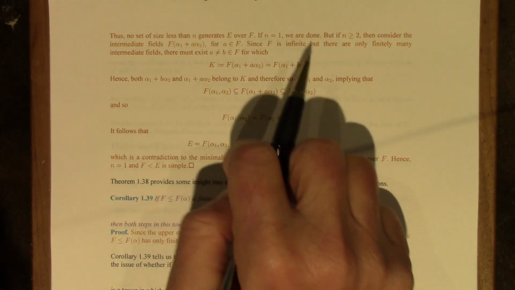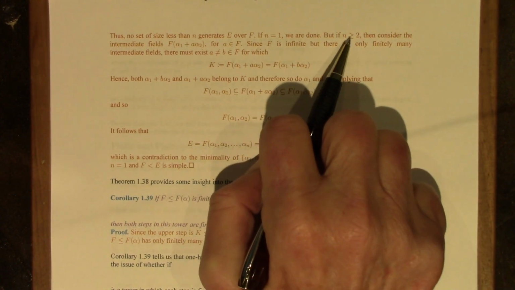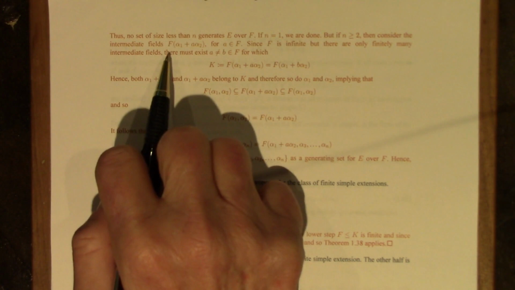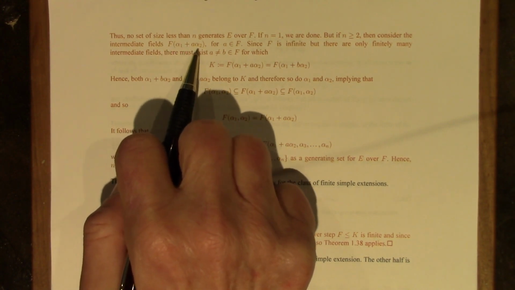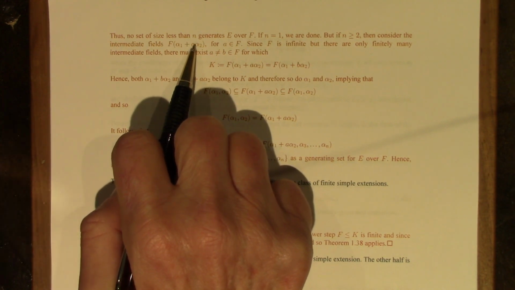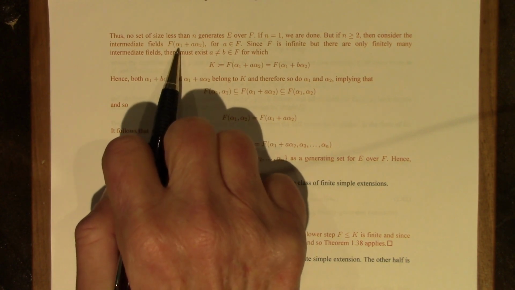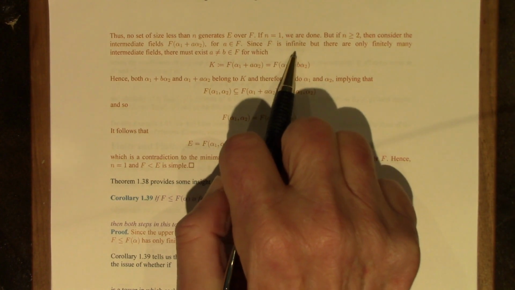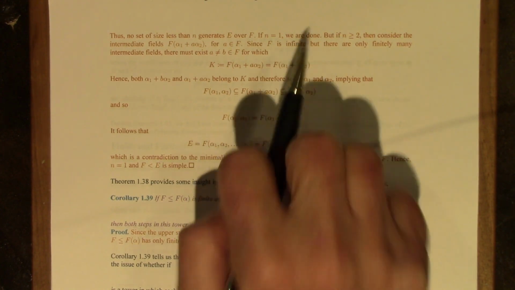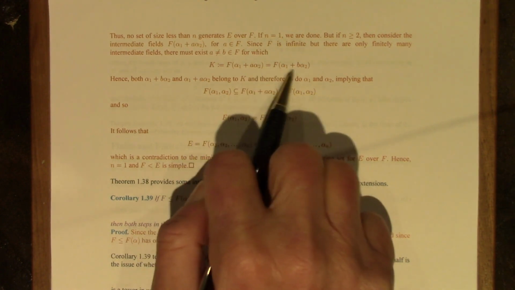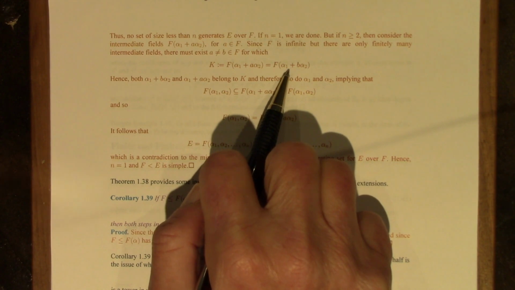Now if n is 1, then we're done. We have a simple extension. But if n is bigger than or equal to 2, then we can consider these intermediate fields, F with alpha 1 plus A alpha 2 adjoined, where A is an element of the base field F. So as A varies over F, remember F is assumed now to be infinite, we get infinitely many different elements, alpha 1 plus A alpha 2, but there are only finitely many intermediate fields, which means there must exist two elements of F, distinct, A and B, for which these two fields are the same. There's a lot more, but all we care about is 2.